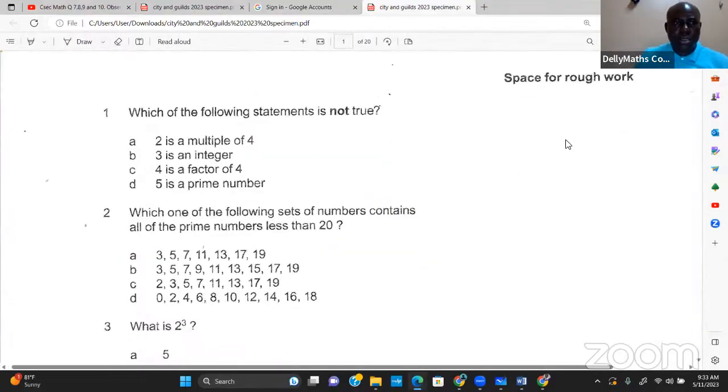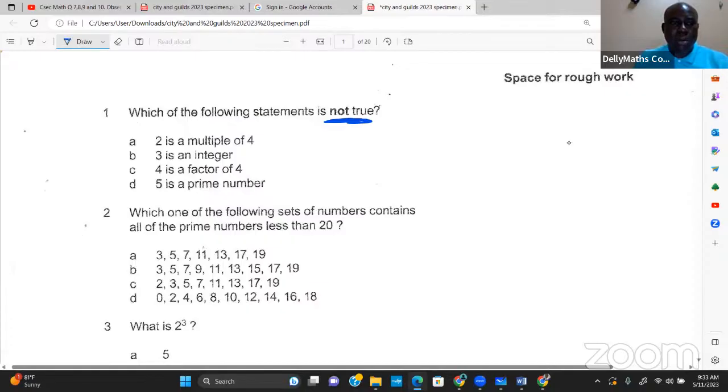All right, here it is. I wasn't getting my pen up just now, but we're back. We're looking at the City and Guilds stage 3 paper. Let's go through. It says, which of the following statements is not true? So we want to focus on this part, not true. We're looking for something that is incorrect.